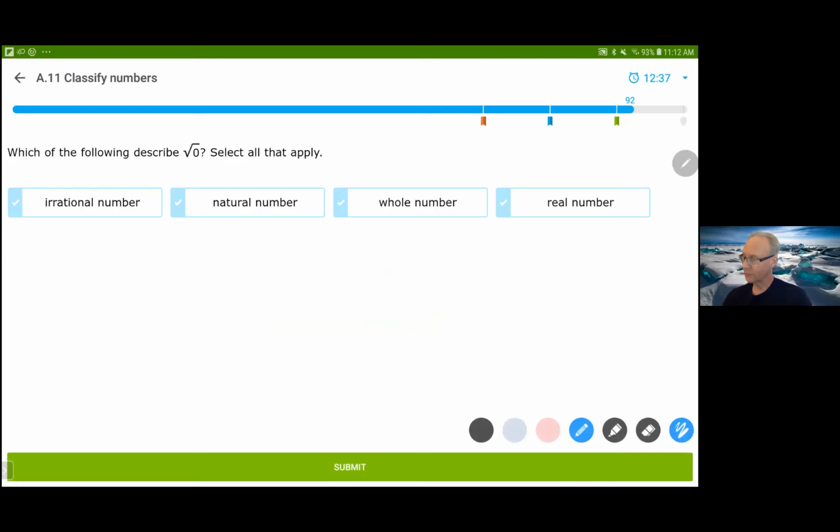The square root of 0 is 0. It is not a natural number. Be careful. Natural numbers always start with 1. It's a whole number. And of course, it's a real number.